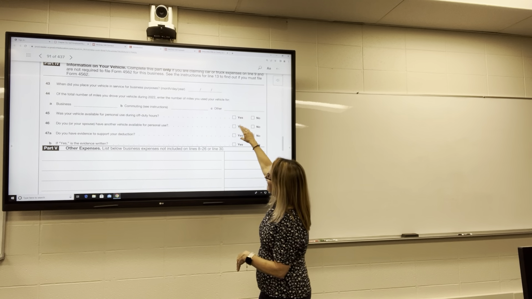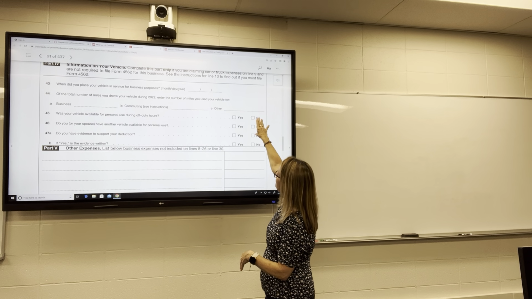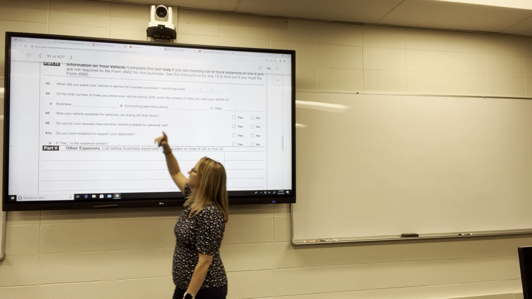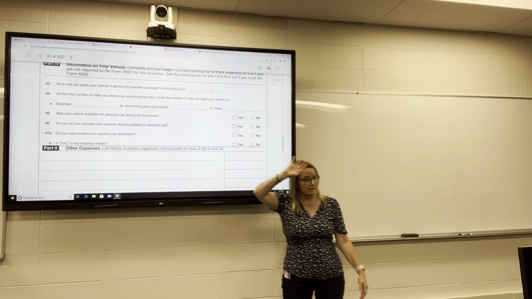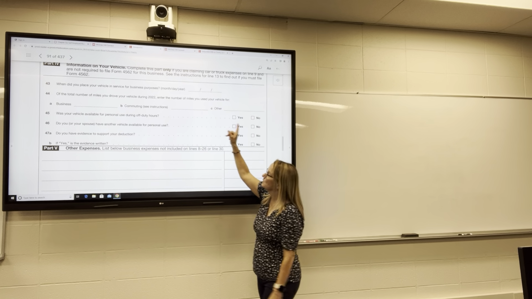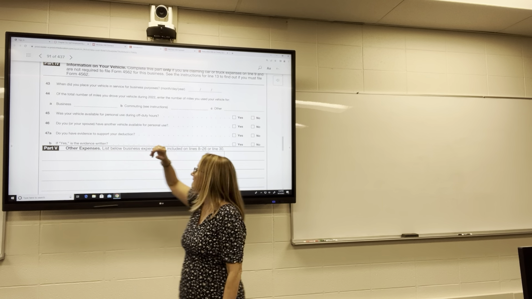But this, so when did you place your vehicle in service? Total number of miles that you drove, and then all of that broken down. How many of those miles was for business? How many was for commuting, which is not deductible? And then other types of miles. The only ones that are deductible would be these over here, but they want to know all of it.